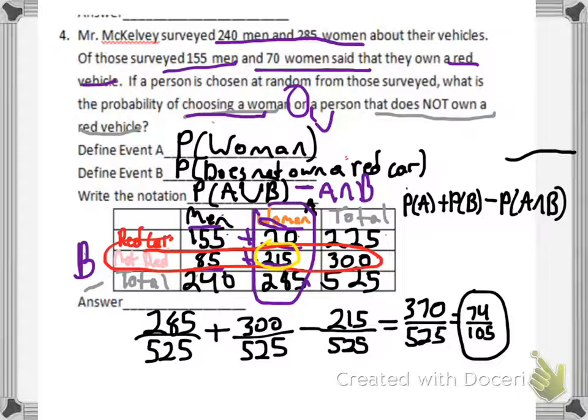So we do 285 over 525 our total, plus 300 over 525 our total, and subtract 215 because that's what number we've added twice to get both 285 and 300, and you get 370 over 525 reduces to 74 over 105. Or you could just add up 70, 215, and 85, and you get 370.